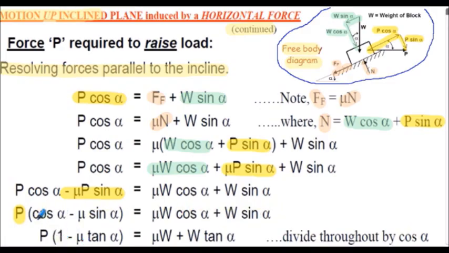So cos alpha divided by cos alpha will be 1. Mu sine alpha divided by cos alpha will be mu tan alpha. On the right hand side, mu W cos alpha divided by cos alpha will be mu W. And W sine alpha divided by cos alpha will be W tan alpha.